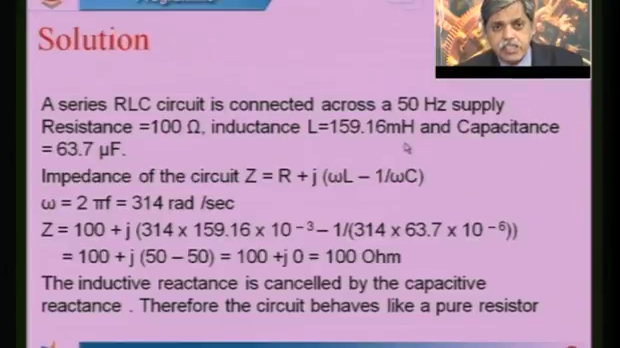If you see the impedance equation here, you have omega L and omega C that I have calculated, right? Both come to 50 ohms: calculation of this term will give you 50 ohms, and this term will give you 50 ohms. So 50 minus 50 becomes 0. So that impedance is behaving just like a pure resistor, because the imaginary part is 0.